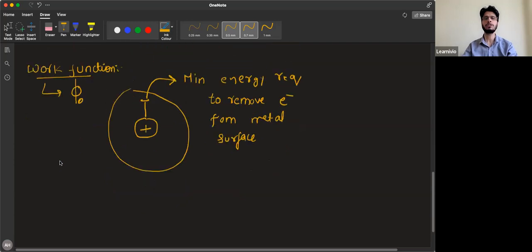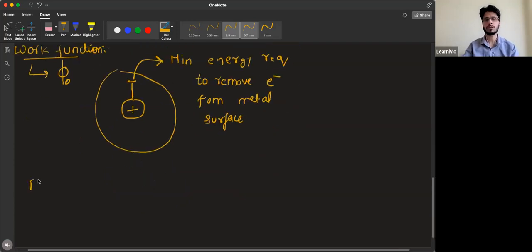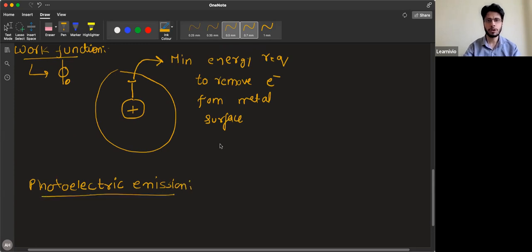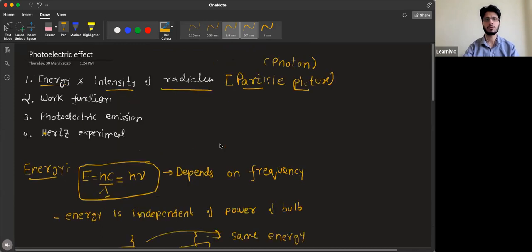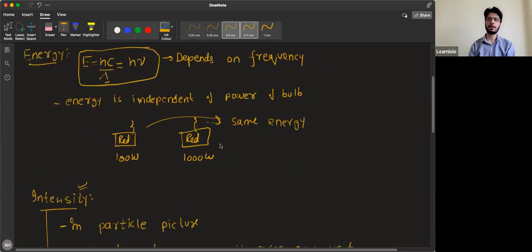After work function, now you can understand photoelectric emission. Just note it down when you start with photoelectric emission. In the photoelectric effect, you will get many graphs. To choose the correct graph, this difference between energy and intensity should be very clear.